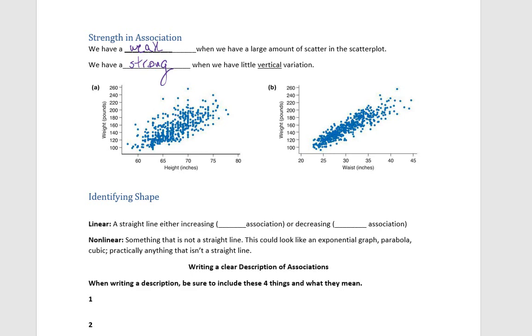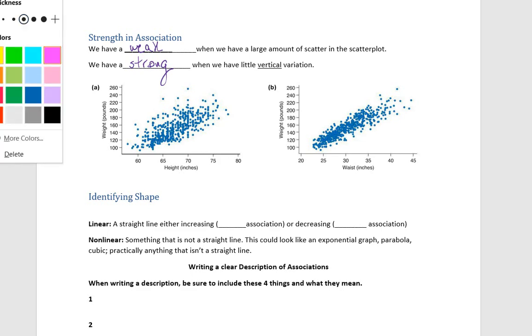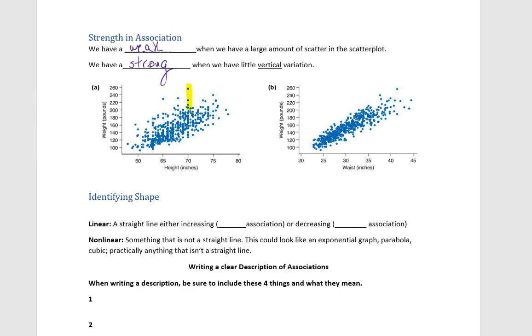So, as an example, if I wanted to predict your weight using your height, well, I could, but see that there's a lot of vertical variation. So if we look at this graph, if I look at somebody who's 70 inches tall, well, their weight could range anywhere from, it looks like, about 120 pounds to 260 pounds. That's a lot of variation.